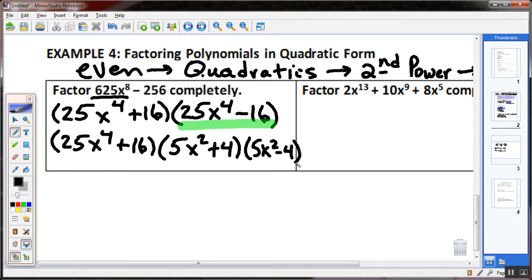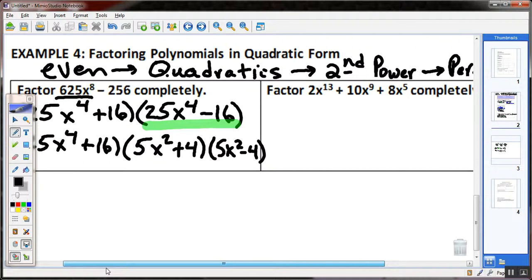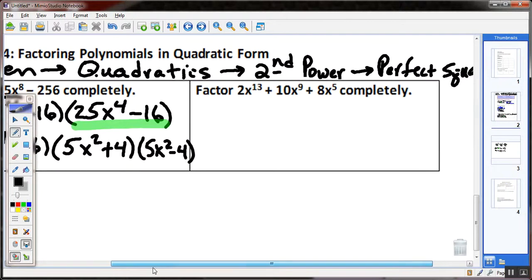All right, so the same game on example 2 here. Take a look at this. 3 terms up here. I don't see perfect squares anywhere. 2's not a perfect square. 10's not a perfect square. 8's not a perfect square. But what I do know is this.